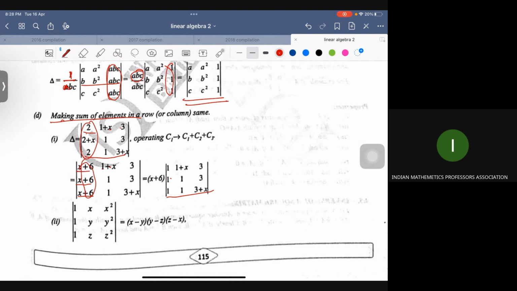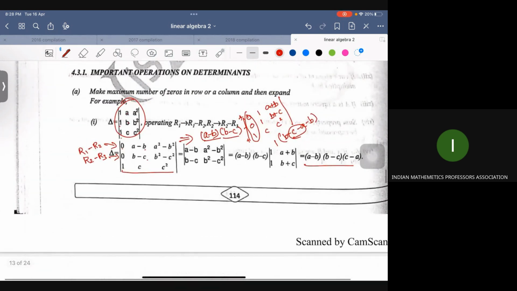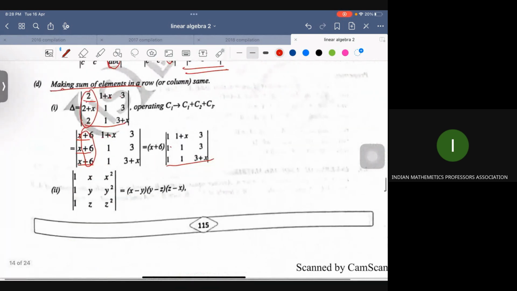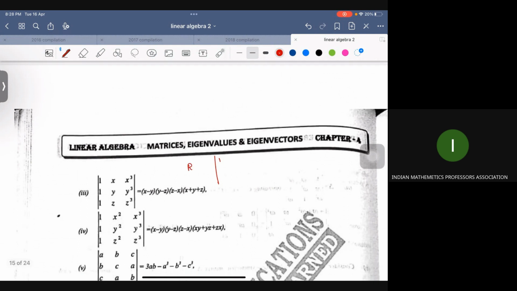Now let us find the determinant of this matrix, which is the same as this. We have already seen one, instead of a, b, c they have given us x, y, z. Here the determinant of 1, x, x cube. I am replacing R1 by R1 minus R2. 1 minus 1 is 0, x minus y, x cube minus y cube, and in the second row, R2 minus R3: 0, y minus z, y cube minus z cube, and 1, z, z cube.